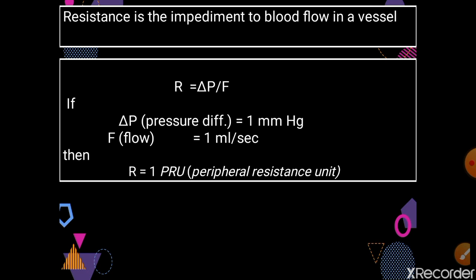If both delta P and F are taken as 1, then R, or resistance of blood flow through that vessel, is taken as 1 PRU, which is the basic unit of resistance. PRU stands for peripheral resistance unit.